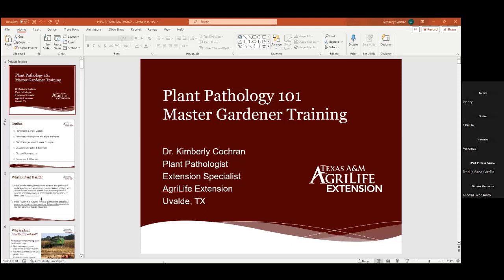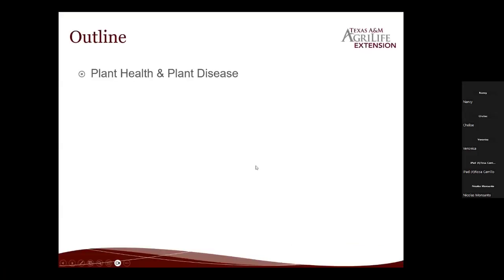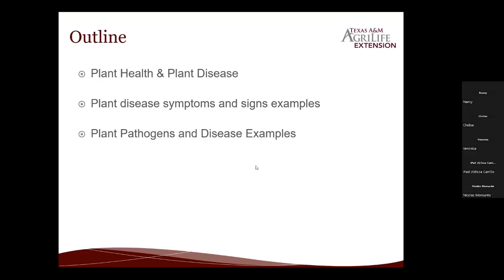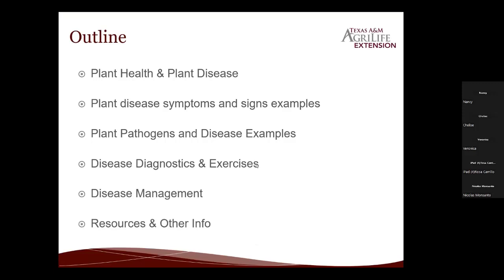You should be able to see my screen, but I'm going to switch you to full screen. So first we're going to cover plant health and plant disease. Then we're going to look at plant disease symptoms and signs and some examples of both of those. Then we're going to go over specific groups of plant pathogens and some disease examples, disease diagnostics and exercises, disease management tools, and resources and other info. So you guys do have an abbreviated class. We will have a short break, but it will be shorter than my other class breaks. Typically, this will be a 3.5 to 4 hour class. So we're going to hit everything we need to hit, but we're not going to have a lot of bonus time.